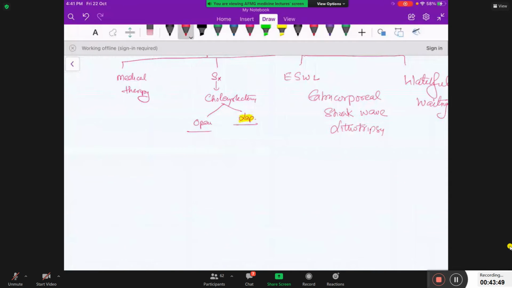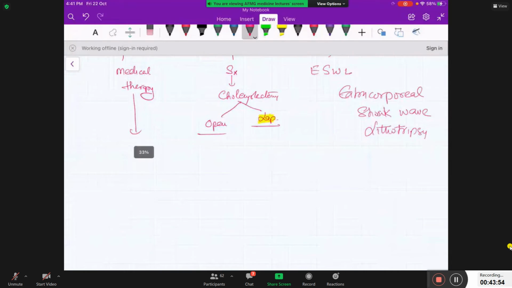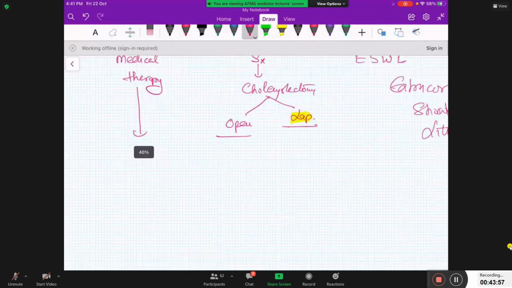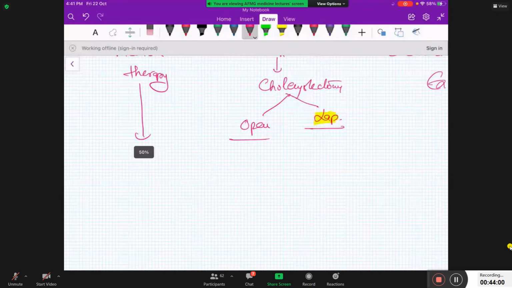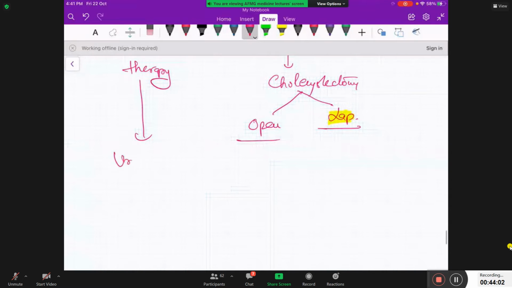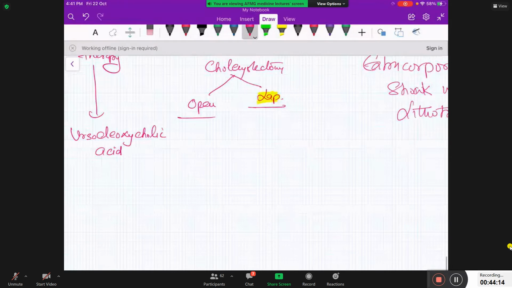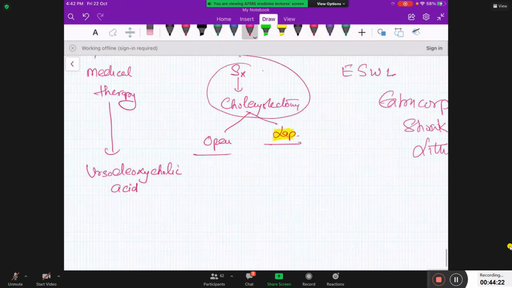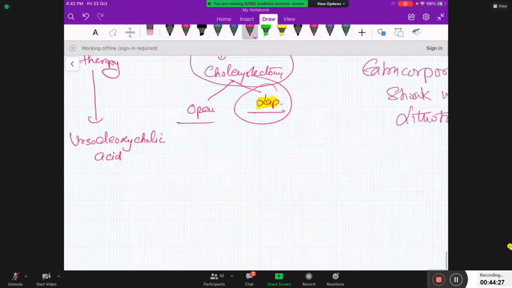In medical therapy, what medical therapy do we give? Ursodeoxycholic acid. Ursodeoxycholic acid is the medical therapy we have. Now, we don't need to go into the indications of these various therapies. We just need to know more often than not, we prefer cholecystectomy, and in that we prefer a laparoscopic cholecystectomy. Okay. Now comes a very important question.